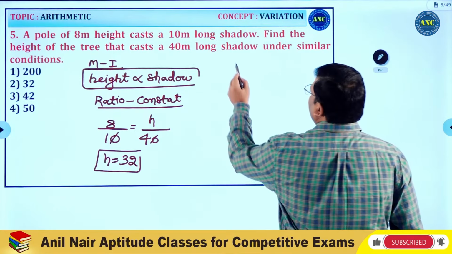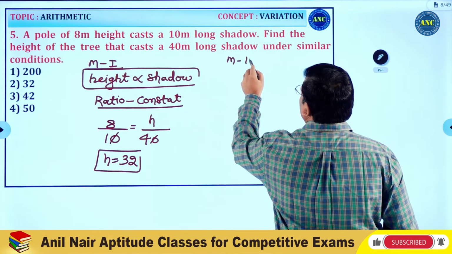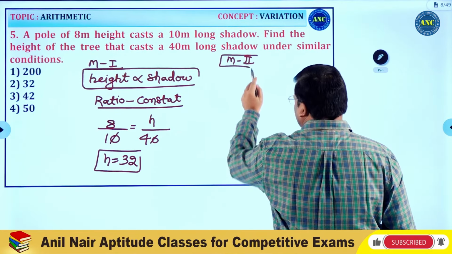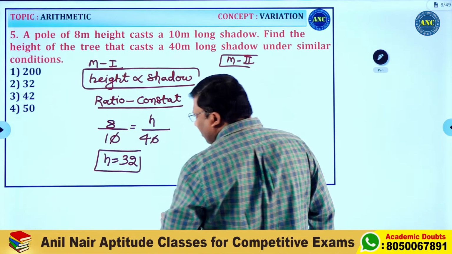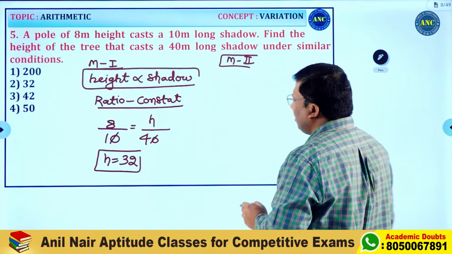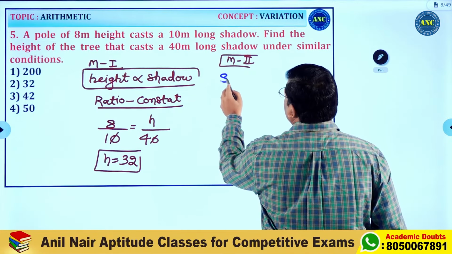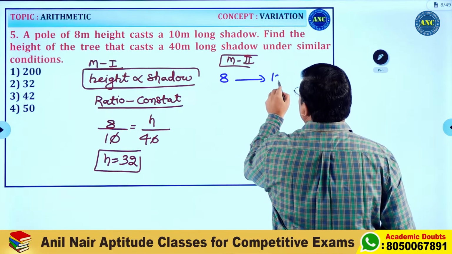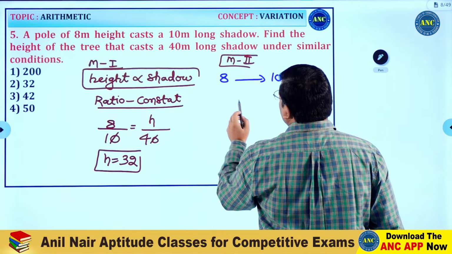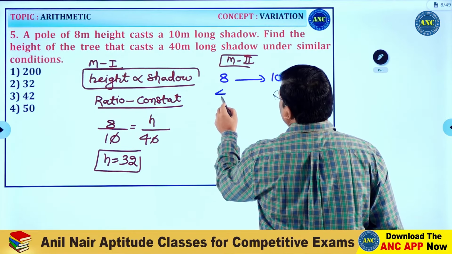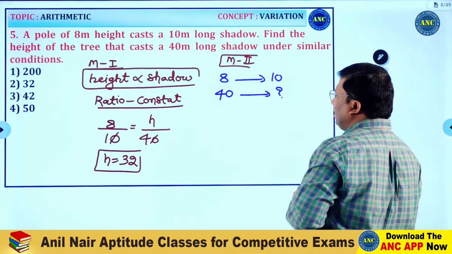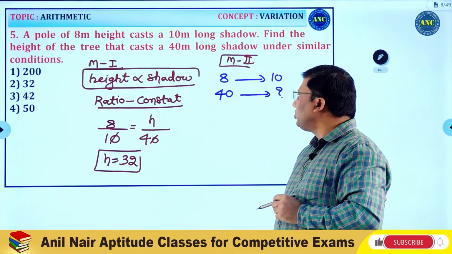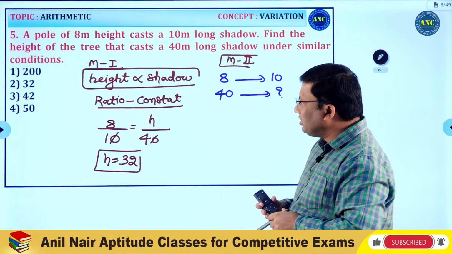Method 1. Method 2. Let us see if we can use the concept of rightmost non-zero digit or divisibility rule of a prime number. So 8 meters height will give a 10 meters shadow. 40 meters will give how much? I hope the idea is clear, right?